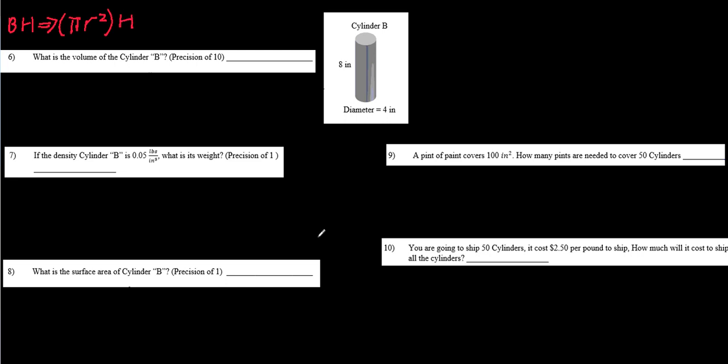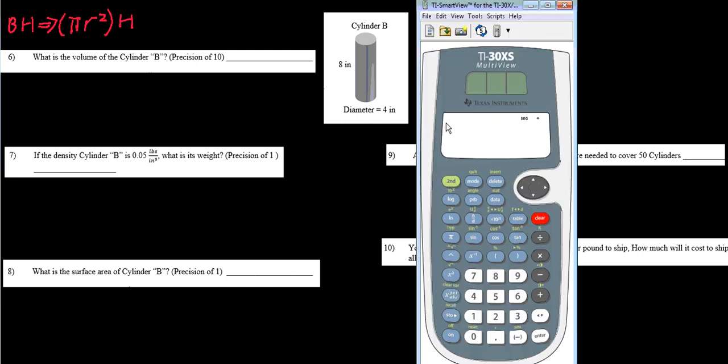To figure this out, I'm going to type this into my calculator exactly as it is. I'm going to type in parentheses pi r. Well, the radius is half the diameter, so that's 2 squared times the height, which is 8. You get 32 pi, but it tells you to round to the nearest 10, not the nearest pi.